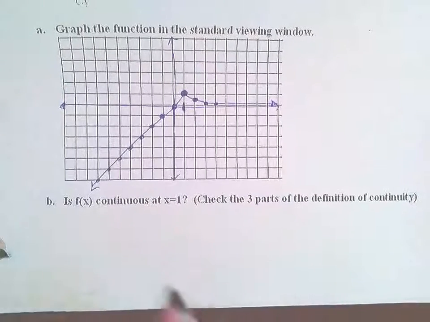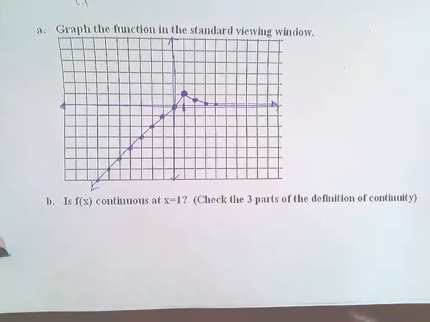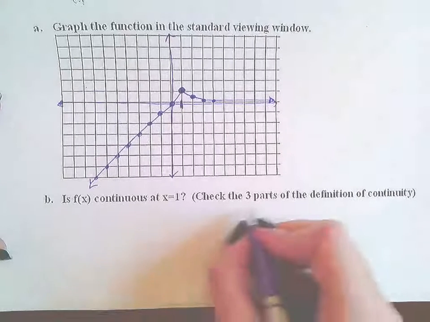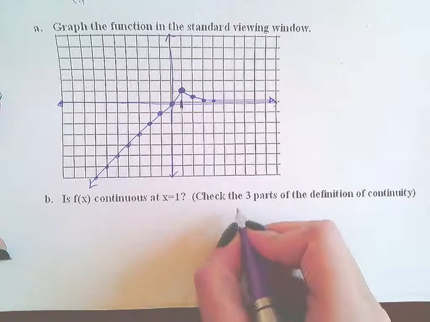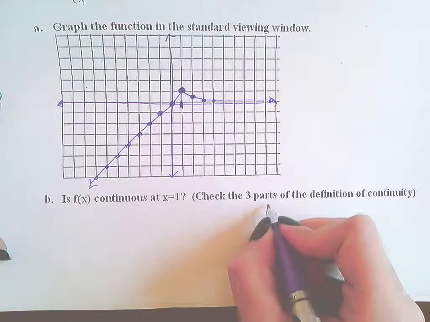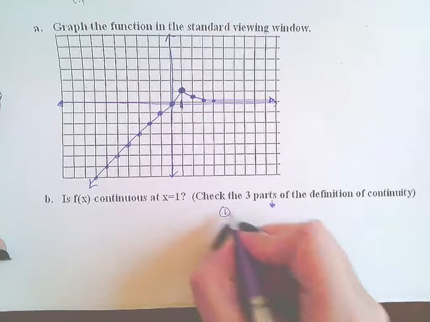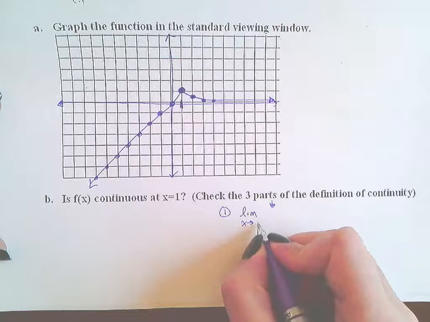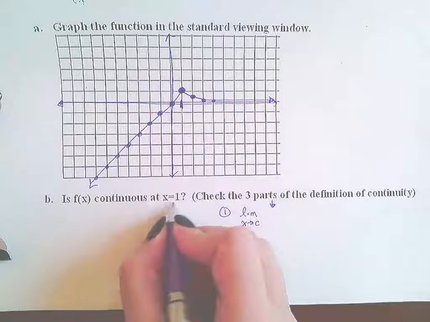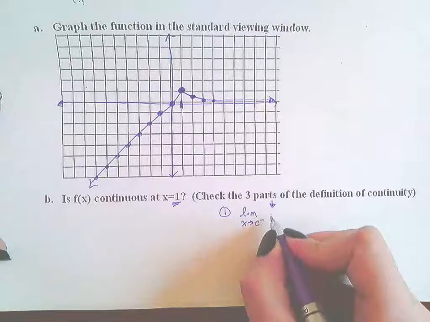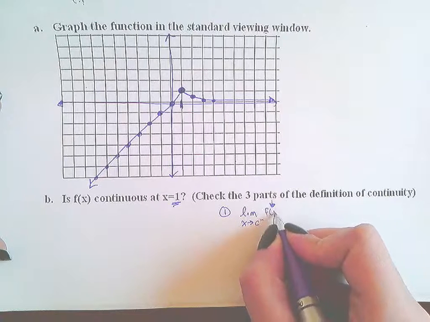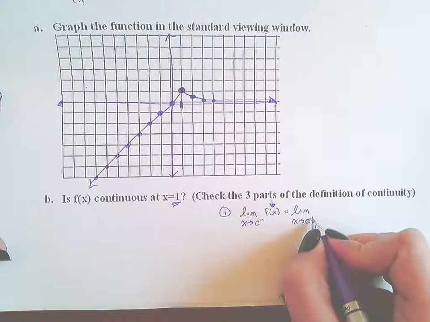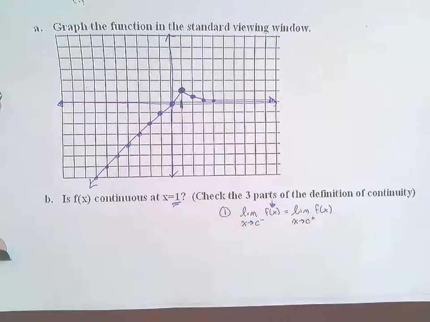Now the next question is, is f of x continuous at x equals 1? Check the 3 parts of the definition of continuity. So let's recall, what are the 3 parts? Part 1: does the limit as x approaches c, so basically 1, from the left of f of x equal the limit as x approaches c from the right of f of x?